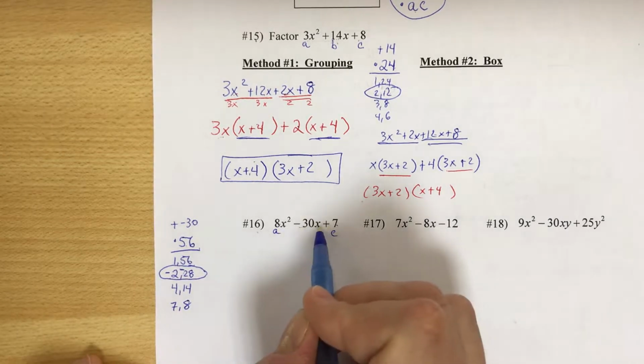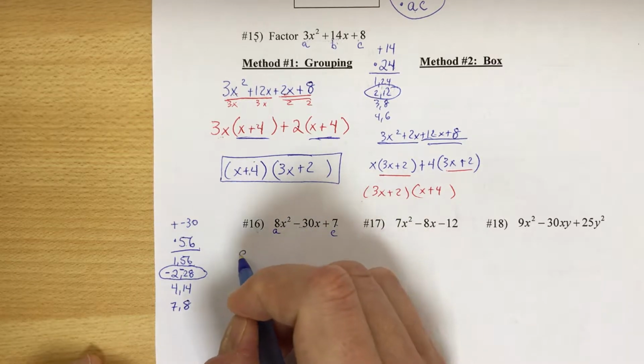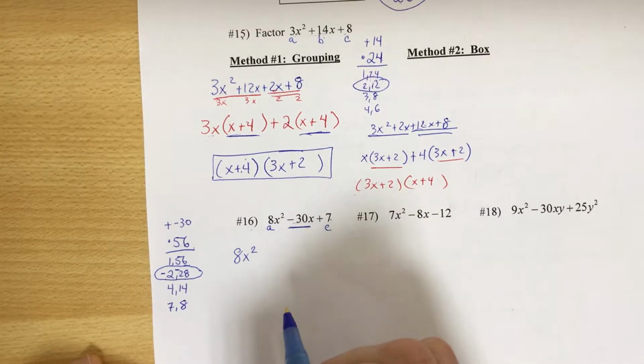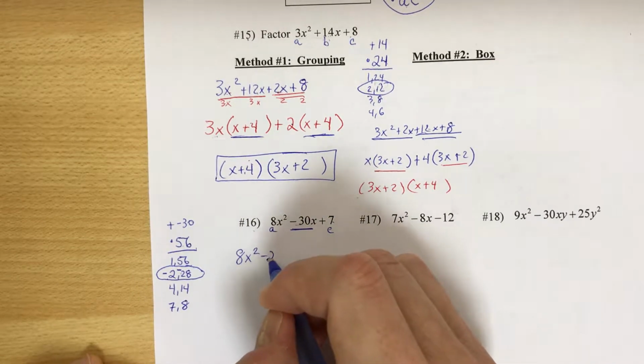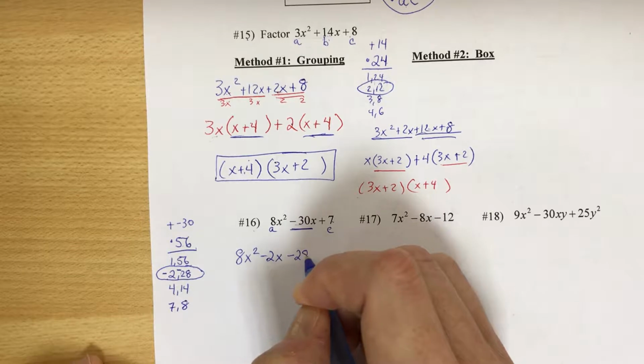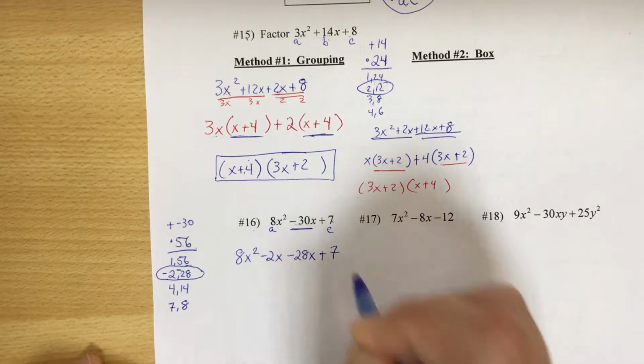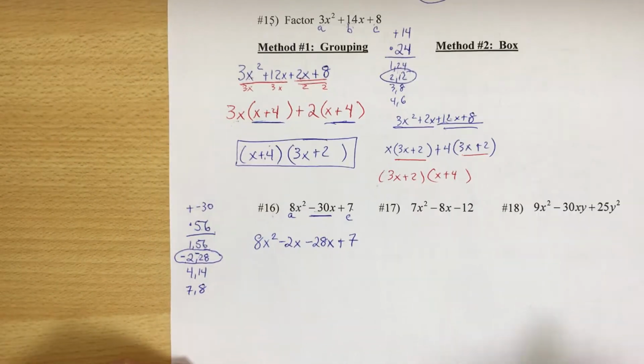Now what we have to do, though, is rewrite the trinomial. So we just copy 8x squared. But we take this middle term, negative 30x, and we write it as minus 2x, minus 28x. There's the minus 30x, and we copy the constant positive 7. Now let's group.